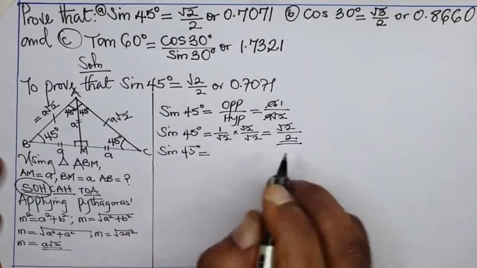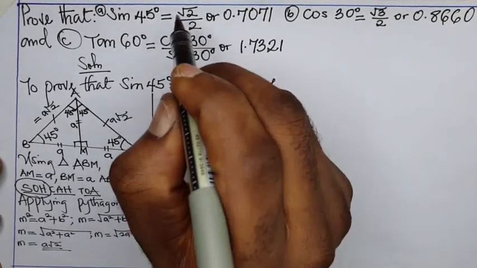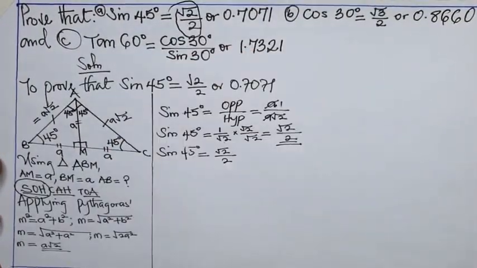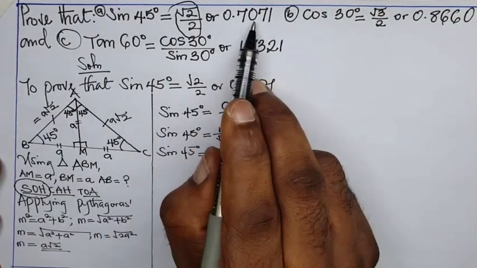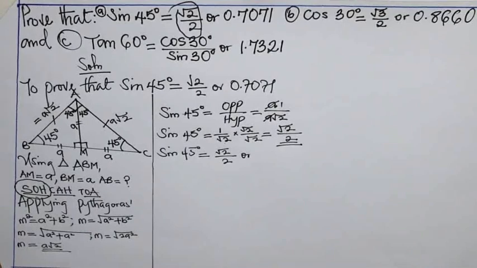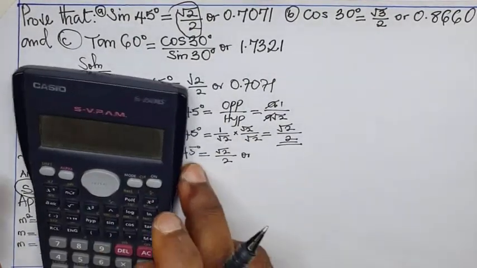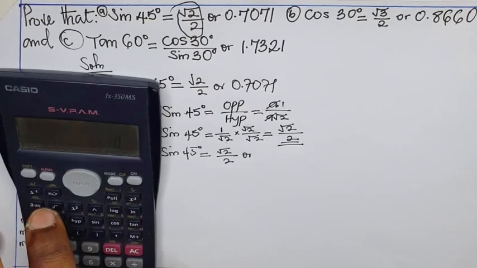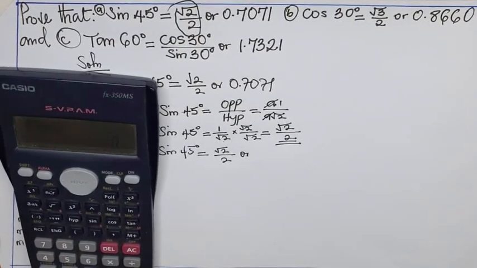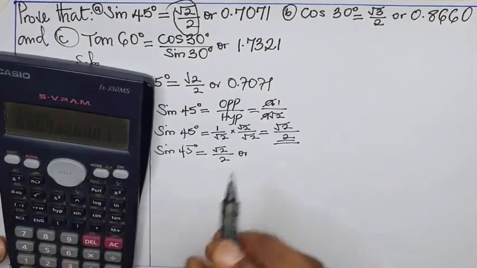This becomes your answer. We have just proven that sine 45 degree is the same thing as the square root of 2 divided by 2, which is already given in the question. But is it the same thing as 0.7071? Let's see. What is the value of root 2 over 2? Now we are going to use our calculator to do that. So on the calculator, just punch root 2 divide by 2. This gives us 0.7071.